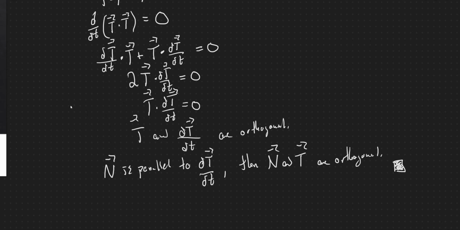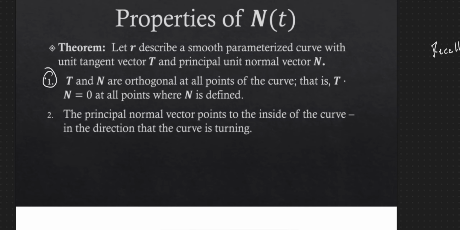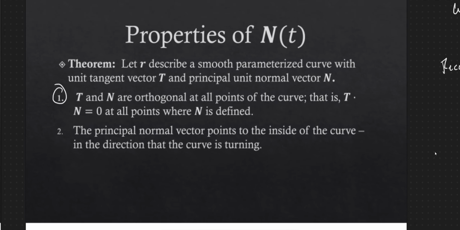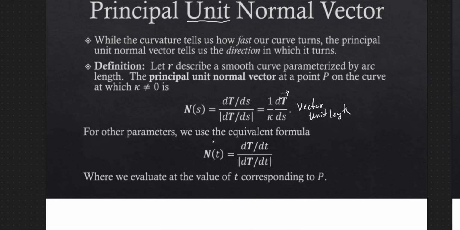And then remember the second point, that N is always pointing in the direction of the turning, to the inside of the curve. So these are the two big points, and we've proved one and hopefully motivated the second one by looking at that figure. All right, so this over here gives us a way to calculate it in general. We can use this formula.